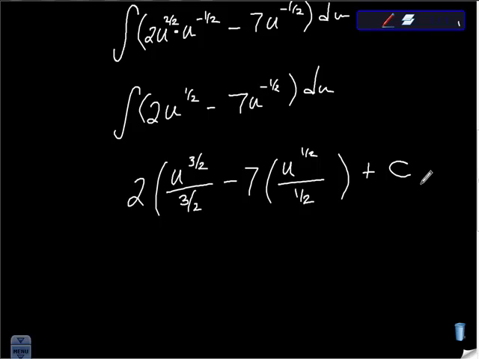So I'm going to go ahead and clean this up again. See that this is a complex fraction down here, so this comes up this way. This gives me 4/3 u to the 3/2, minus, this comes up, minus 14 u to the 1/2.